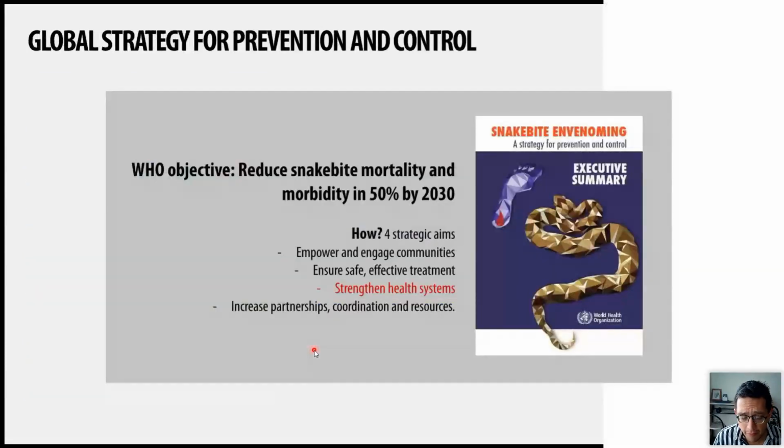So, with this kind of problem, the World Health Organization developed a global strategy that aims to reduce snakebite mortality and morbidity by 50% by 2030. They developed four strategic aims, and we are going to focus on the third aim, a strengthened health system. To strengthen the health system, we need to improve the information regarding the epidemiology of this problem. And to start doing this, given that we don't know so much about the biology of these venomous animals, we have to start trying mathematical modeling of these kinds of diseases.